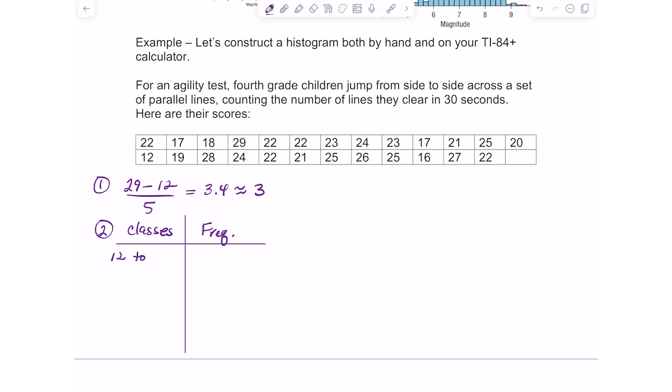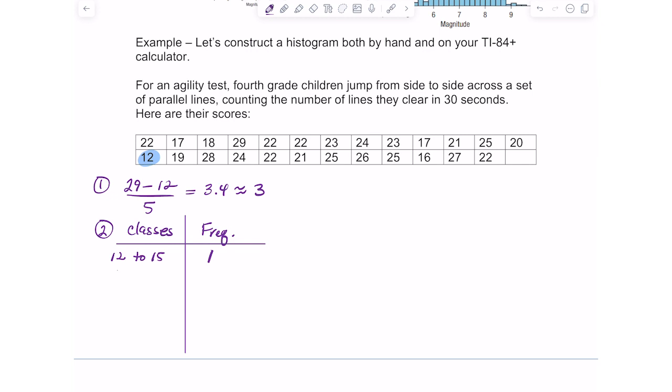So for my first pile, I'm going to go from 12, and I'm going to add 3 to that. So 12 plus 3 gives me 15. So what that means is anywhere in this table where I have the number 12 through the number 15, I'm going to count how many times that occurs. Well, I only see one number from 12 to 15. It's just the number 12. So my frequency there is just 1.